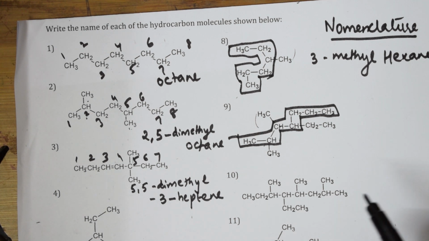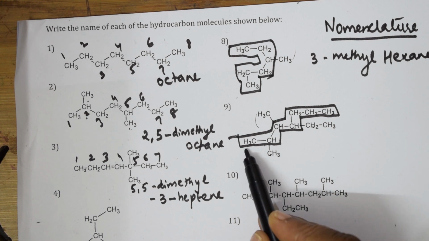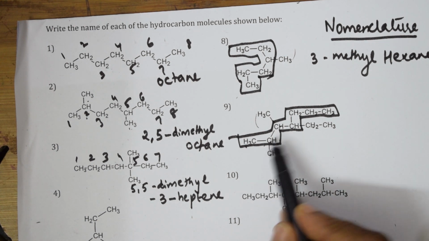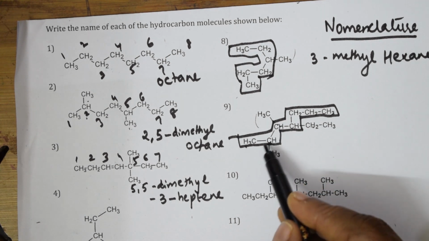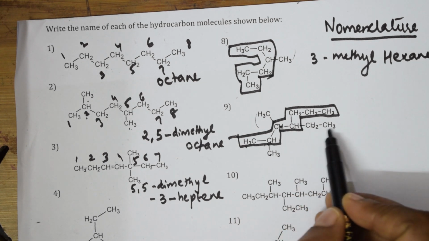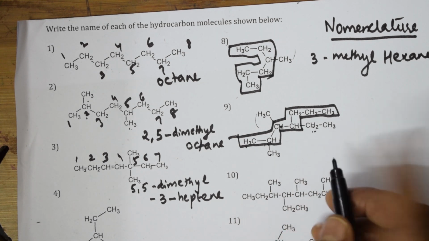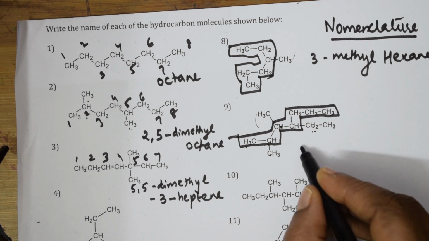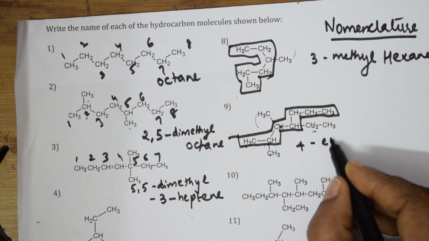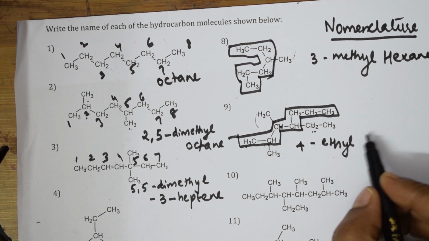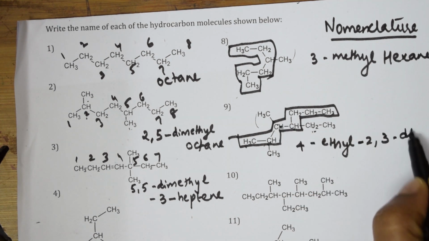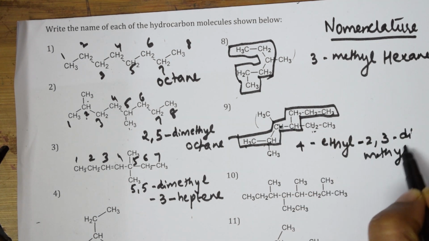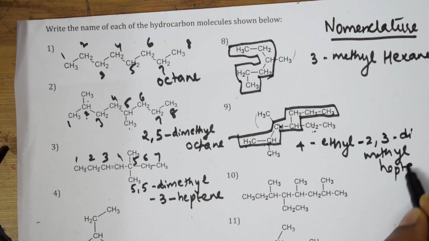Now start numbering it. You have to start numbering so that you get the minimum number. This is 1, this is 2, this is 3. So in second and third you have methyl group. So 1 2 3 4. On the fourth carbon you have ethyl. Now how should you write? Methyl and ethyl both are there. Alphabetical order. Start writing 4 ethyl 2 3 dimethyl heptane, because it is 7 carbon chain.